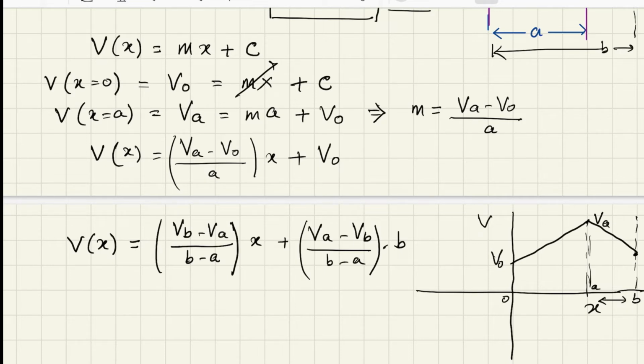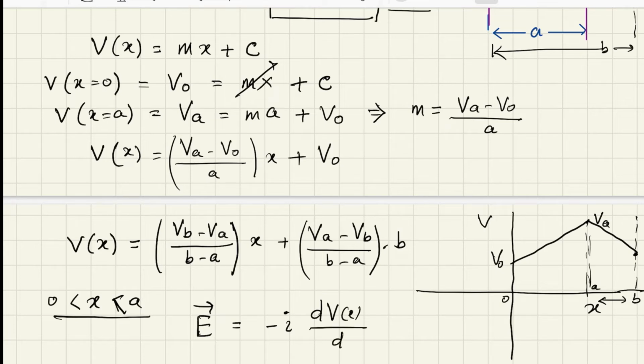Now I can actually find out, for x between 0 and a, what is E? E would be simply minus dV by dx, and that would be minus (V a minus V naught) by a, which is a constant. This is for x greater than 0 and less than a.